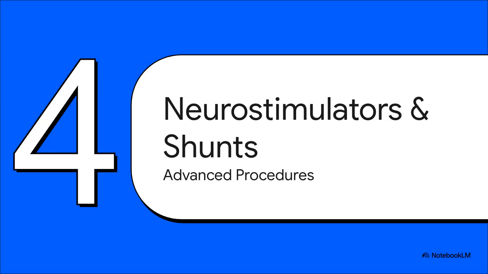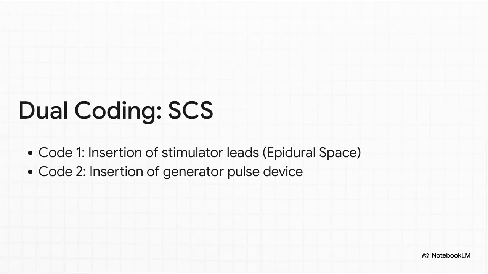Okay, on to Section 4, Neurostimulator and VP Shunt Procedures. Take a breath, guys. We just conquered fusions. Now let's shift gears and look at specialized nervous system implants and routing devices. When it comes to spinal cord stimulators, or SCS, you've got a mandatory dual coding requirement. Yep, this isn't a single code scenario. First, you must capture the placement of the stimulator leads into the epidural space, which falls under root operation insertion, character H. But you aren't done. You must separately code the insertion of the actual generator pulse device, basically the battery pack, which is usually placed in the subcutaneous tissue. So remember, 2 distinct procedures, 2 distinct codes.